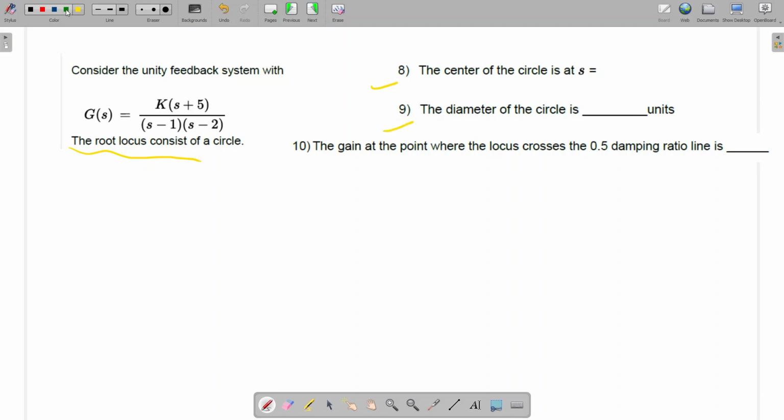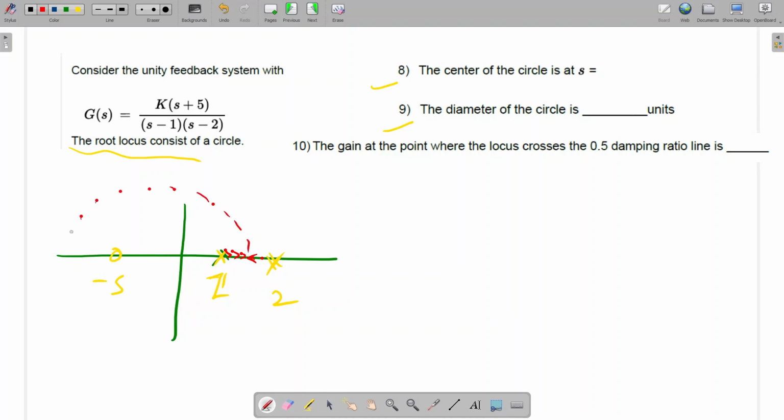So I'm going to draw the root locus first. So one pole at minus one, one at plus one, and one at plus two. And one zero at minus five. So how will it be? It is showing it is a circle, so it will start from here, and then it will go like this. Circle means it will be like this only. It will go like this here, and it will come like this.